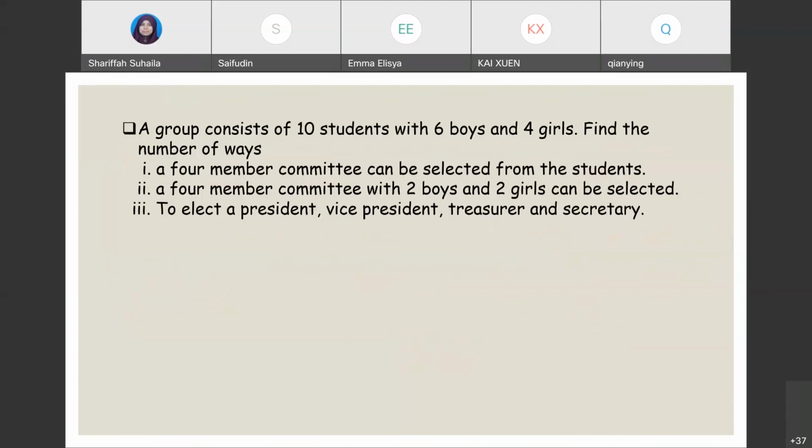Okay, the same thing. Okay, cuba dulu. Okay, cuba dulu. Maybe you can write the answer in the chat box. Okay, distinguish.